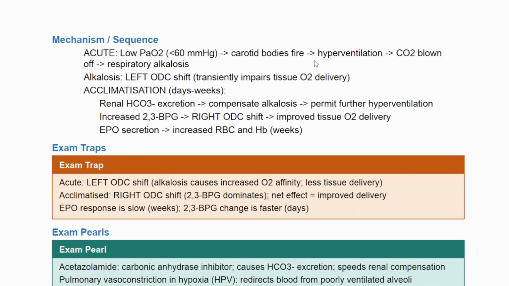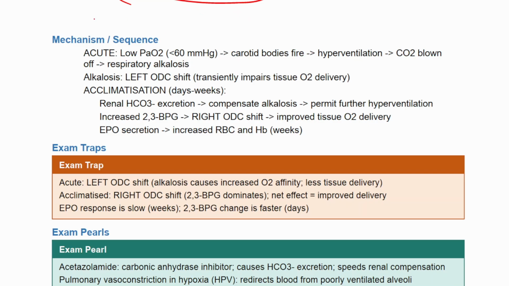Let us now pull all of these mechanisms together by asking what happens to a person who travels from sea level to high altitude. It gives birth to the concept of altitude acclimatization. And this scenario threads together the ODC, that means oxygen dissociation curve, chemoreceptors, kidney physiology, and red cell adaptation in one stone. IMAT loves integrated scenarios.